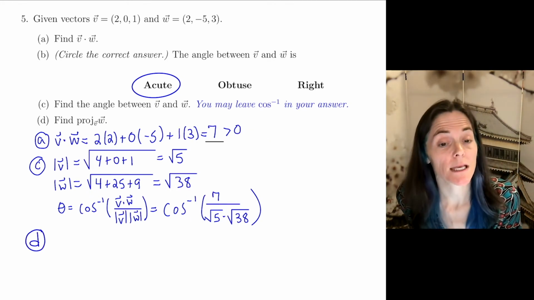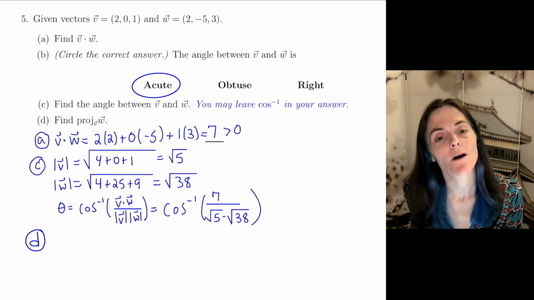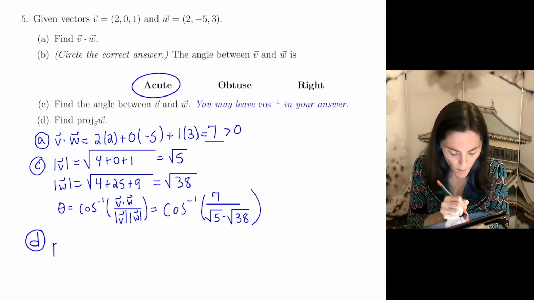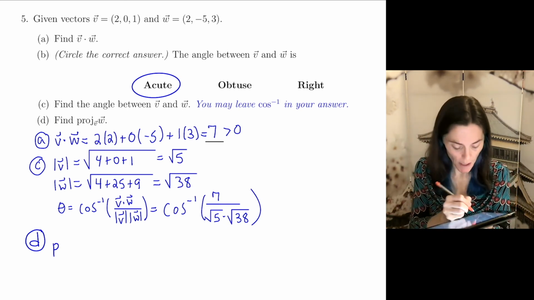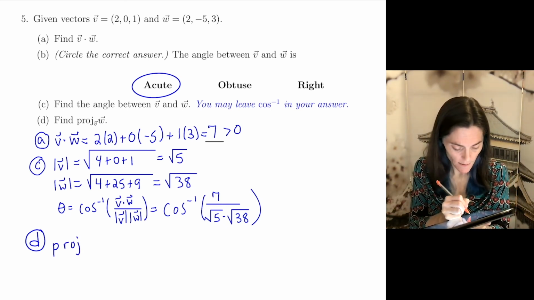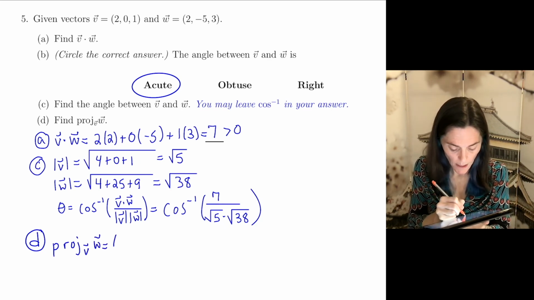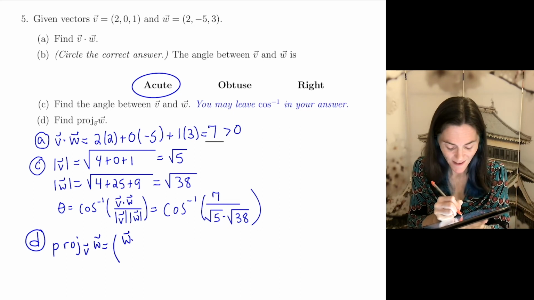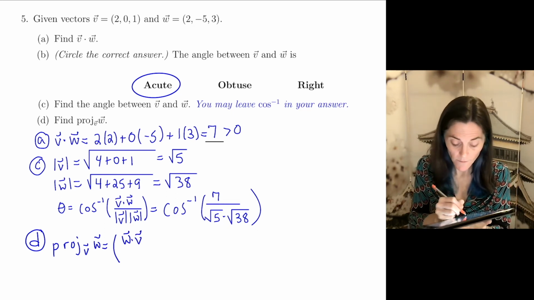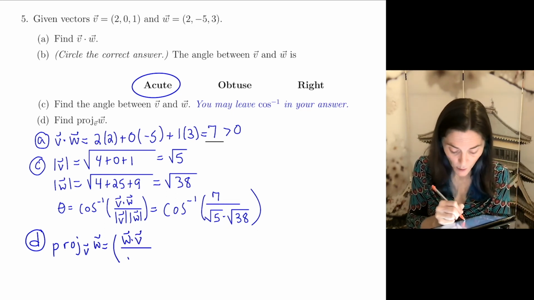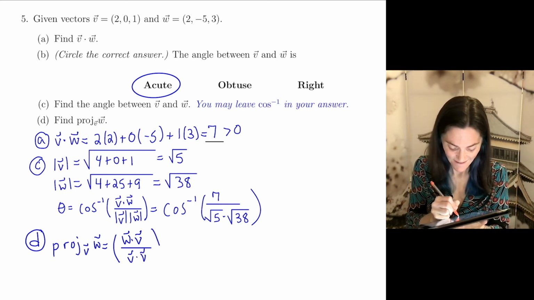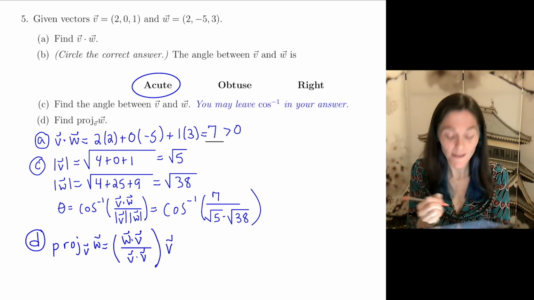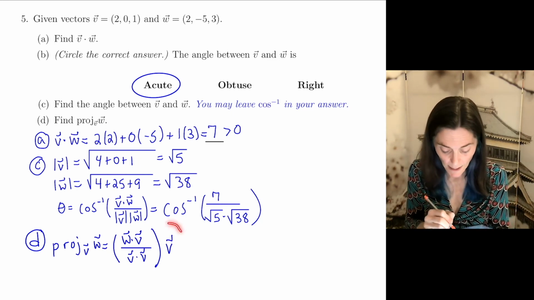Now we want letter D. We want to project W onto V. Let's write the formula, but really we don't have very much to calculate because we've already done a lot of this work. So if we project onto V vector W, it will be W dot V divided by V dot V. This is the multiplier. And then times vector V. So you see, this is definitely a multiple of V.